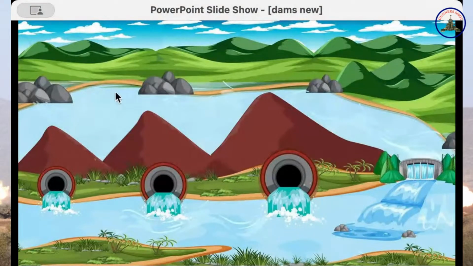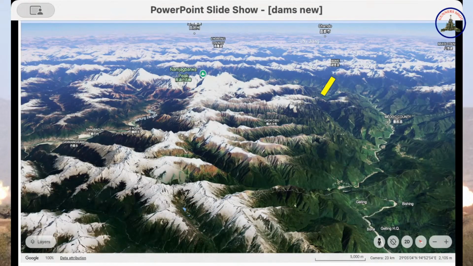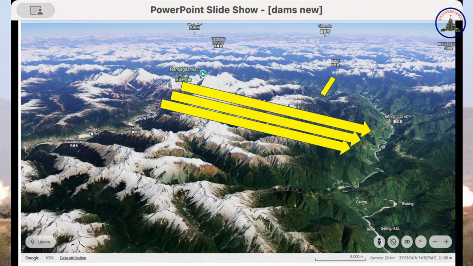So as the Brahmaputra comes around like this, these chaps want to put a pipe through, three pipes like this, and one dam here. Why? I'll show you now. You look at this. They want to put a dam here. See? Dam here. Right? And then they want to put one pipe, two pipes, three pipes. They want to put pipes from here.